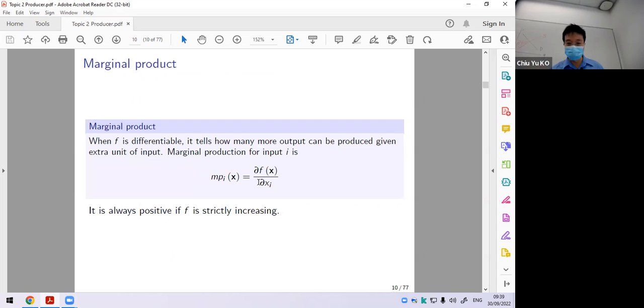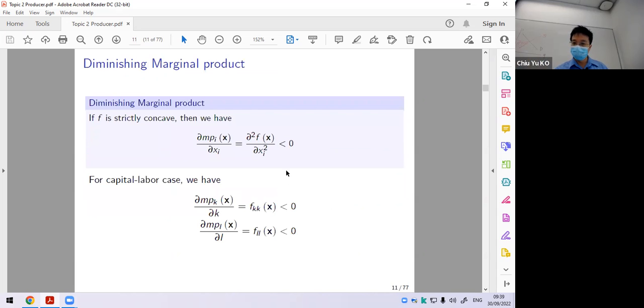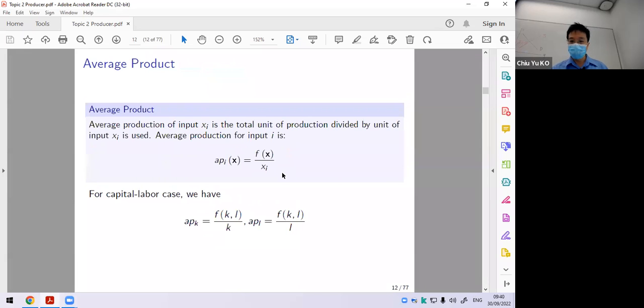I'm not going to go over marginal product, which is just differentiating with respect to the input. And here, usually with the assumptions we make, the marginal product is diminishing. Otherwise, you would use that input to produce everything. So that is a very natural assumption to impose. Average product is just output divided by the input, right?